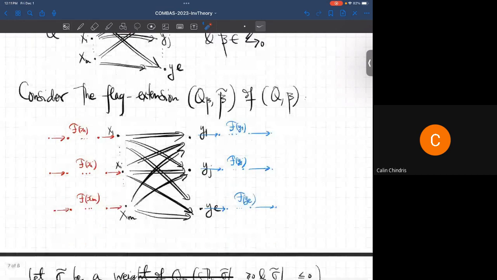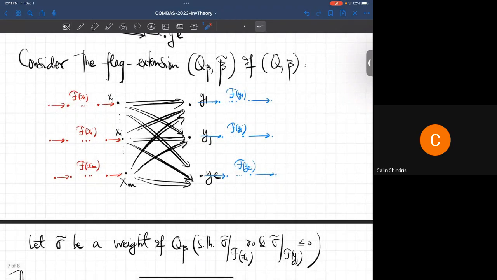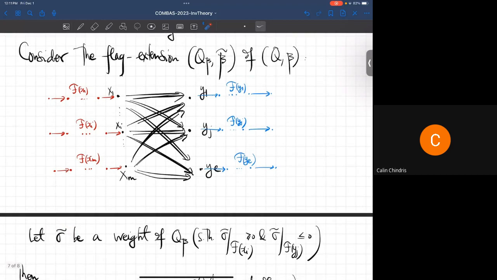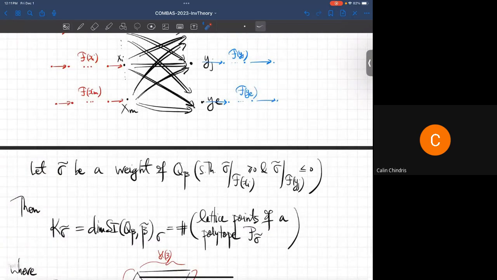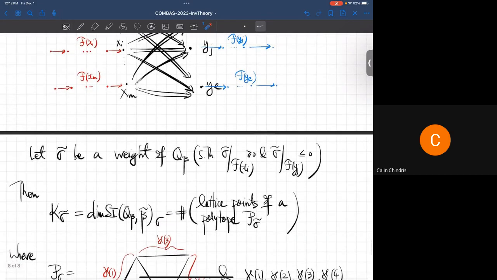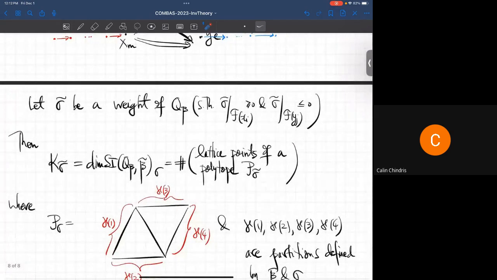And then what we proved is that if you have any stability weight, sigma tilde, of this flag extended quiver Q beta, and this is just a technicality, and if sigma tilde is assumed to be non-negative along the flags that go in, and non-positive along the flags that go out, then we were able to compute and express the dimension of the corresponding weight space of semi-invariants as the number of lattice points of a polytope.